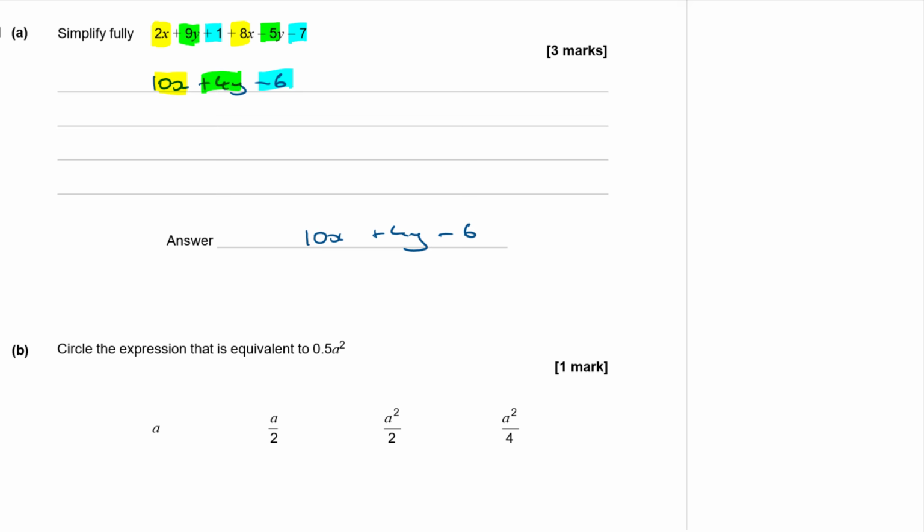And then part B says circle the expression that is equivalent to 0.5a squared. So 0.5 is a half. So what we've got there is a half of a squared. And then if I times those things together, then that's going to be a squared over 2 then, isn't it? So it's actually that one there.